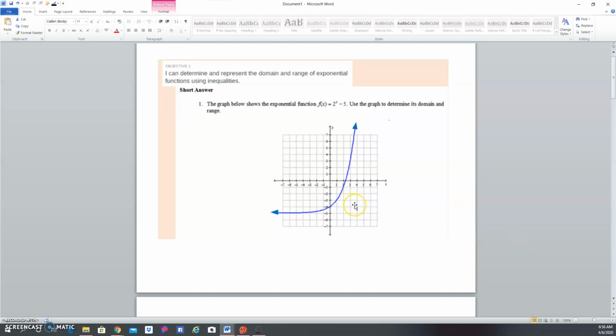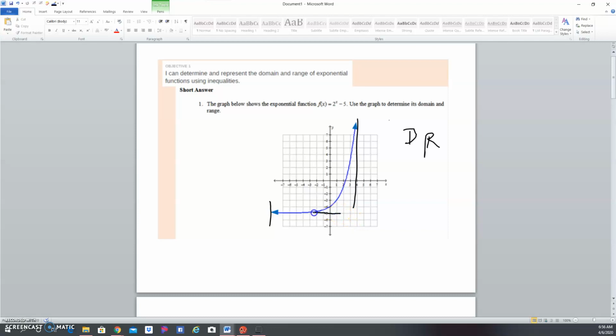Okay, so the first problem is, the graph below shows the exponential function, and then use the graph to determine the domain and range. So let's begin. The domain for this one is the set of all real numbers, and let's explain why. There's an arrow to the left and there's an arrow to the right, and whenever there's an arrow to the left and to the right, it is the set of all real numbers. So the domain again is the set of all real numbers, and the range starts with your asymptote.